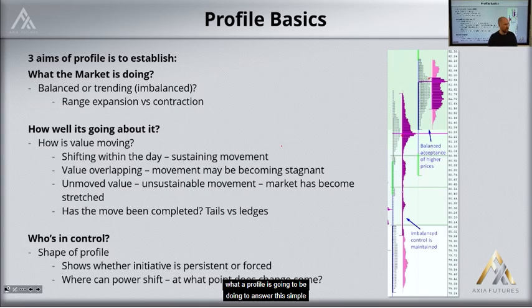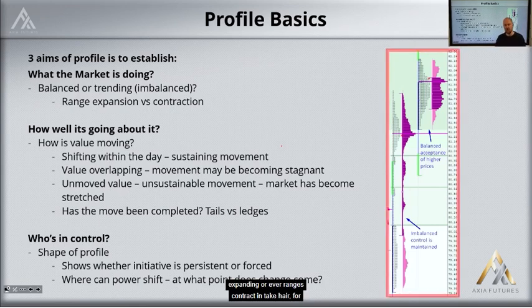To answer the simple question of what the market's doing, all you're trying to do is ask yourself, are we balanced or are we trending? Imbalanced. That's the simple answer, really. You're looking for whether a market is directional, whether range is expanding, or whether range is contracting.